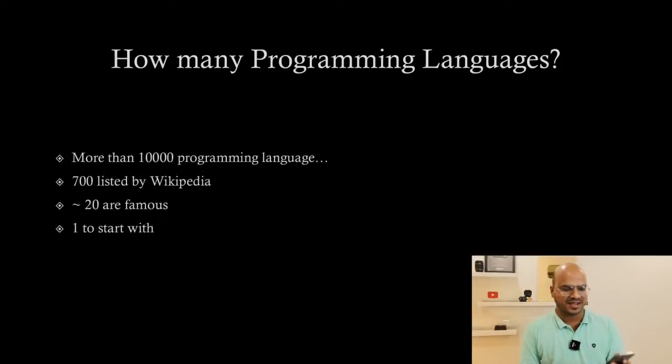Okay, so basically there are more than 10,000 programming languages. Some articles say there are even 25,000 programming languages. So I will go with this number, which is more than 10,000. I'm not sure of the exact number, but it is more than 10,000.